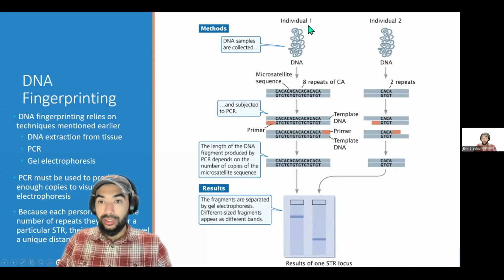Again, individual one in this case, at a specific locus, will have their unique number of repeats that individual two will not have. After we've amplified that, we can run both samples through gel electrophoresis. And what we're seeing on the gel is this individual, since they have 8 repeats, travels a shorter distance. This individual has 2 repeats, so it travels even further.